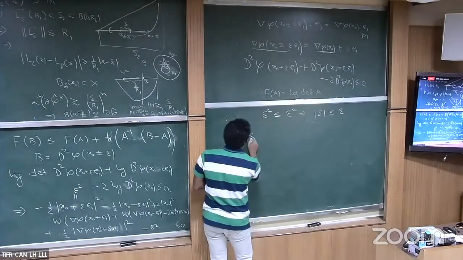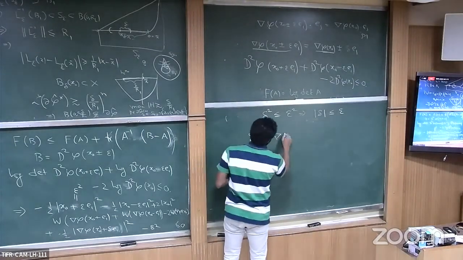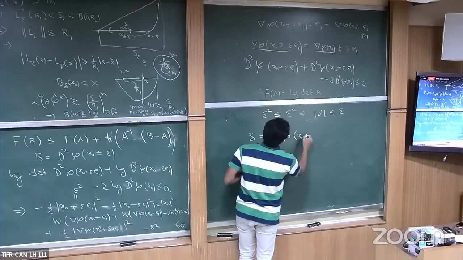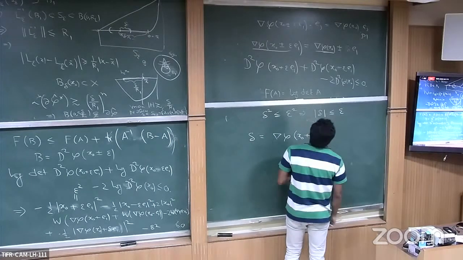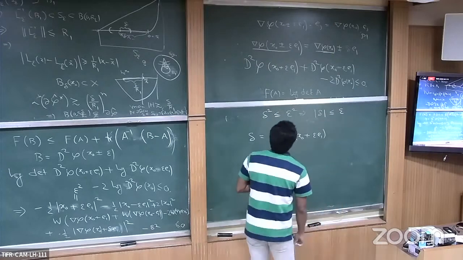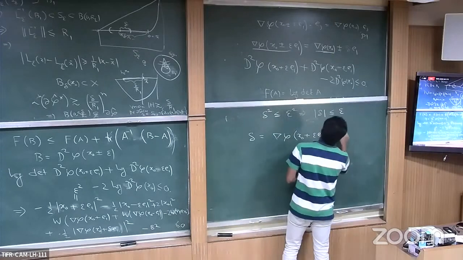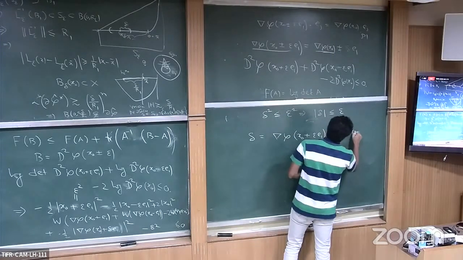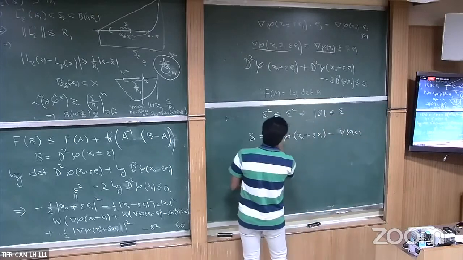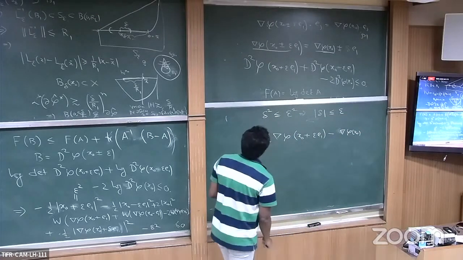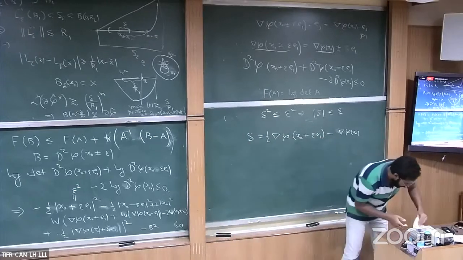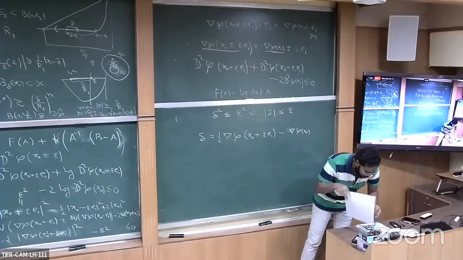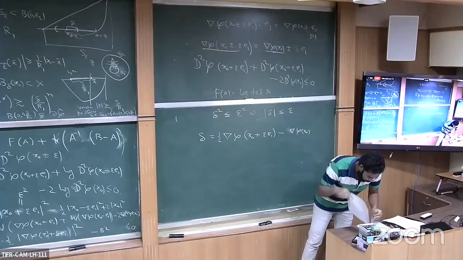So delta is basically the gradient of c at x naught plus epsilon e1. Okay, if I consider e1 minus the gradient of c at x naught... I think that's okay? I'll just write it down. I don't have time to calculate it.